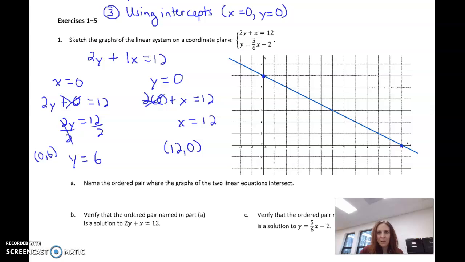All right, so now the second equation is right here. And I'm going to write it up here. Y equals 5/6 x. Instead of saying minus 2, I'm going to change it to addition. Keep, change, change. Keep the 5/6 x, change minus to a plus, change 2 to a negative 2.